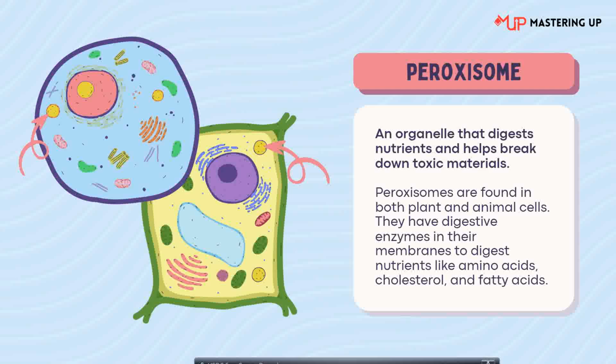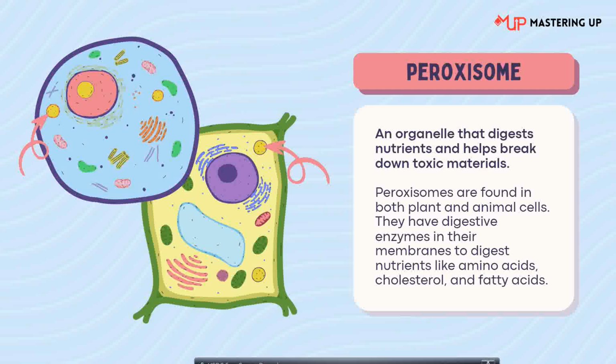So these peroxisomes play a key role in the oxidation of specific biomolecules inside the cell, and they also contribute to the biosynthesis of membrane lipids known as plasmalogens. Okay, so that is not very important. I thought of giving you an extra information. That's why I just gave this. So majorly they digest nutrients and help to break down toxic materials inside the cell.